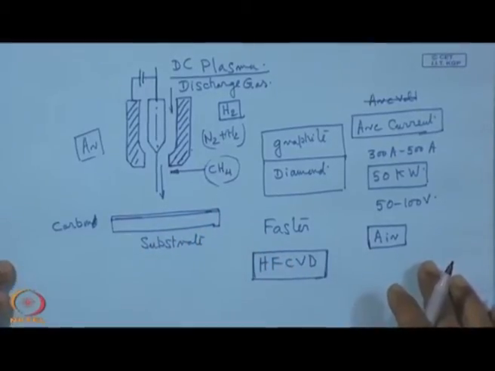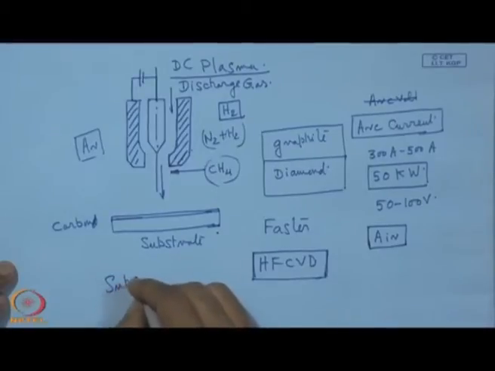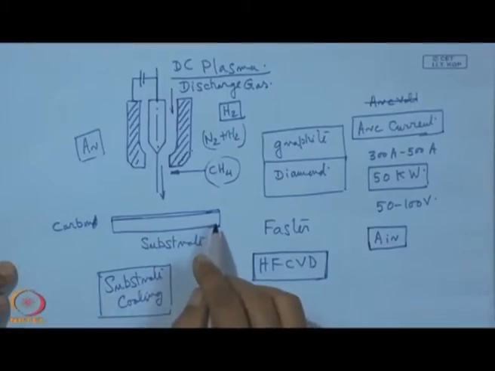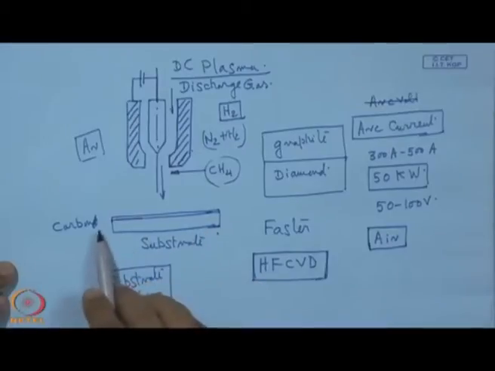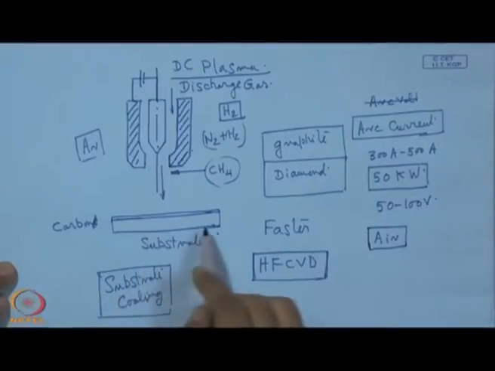Then another thing is also very important, cooling of the substrate. The whole idea here is that the substrate should not be allowed to be distorted, and there, to maintain a uniformity of the temperature over the entire surface, that is also one of the points one has to look into. So, controlling the substrate temperature is also one of the parameters.